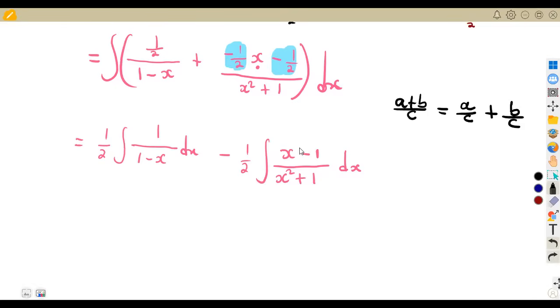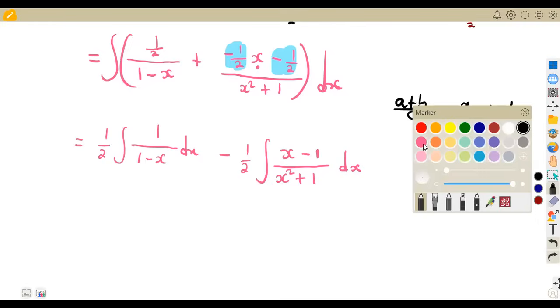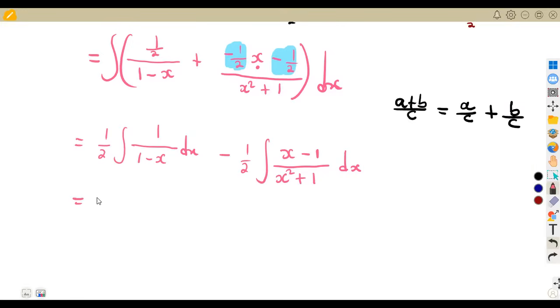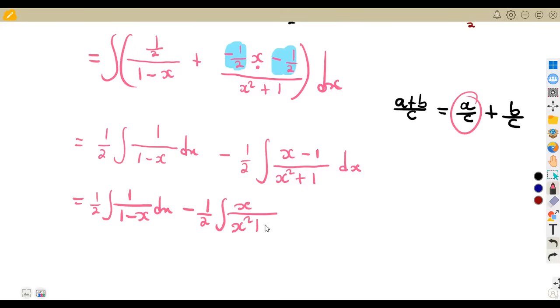So meaning to say, we can even separate this integral so that at least we can integrate properly. So this will be a half. Let us just leave it like that. We are not yet integrating. We're just separating, minus half, minus x here, dx. So that will be minus a half times the integral of a over c, of which our a there is x, over c, which is x squared plus 1. So it's going to be x over x squared plus 1.